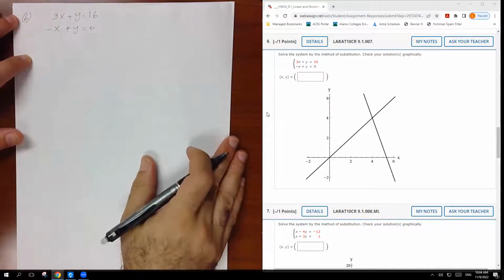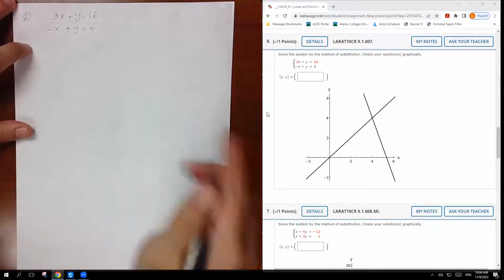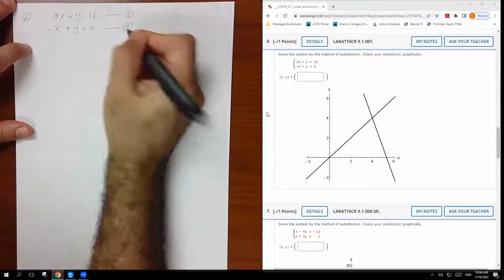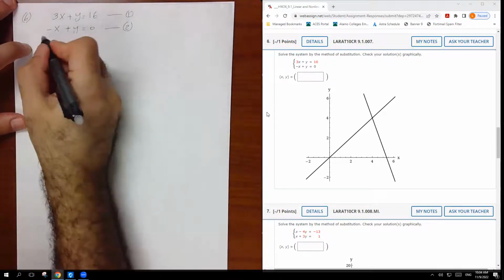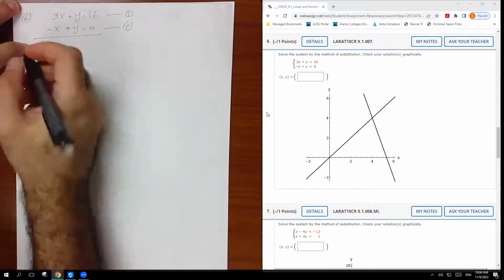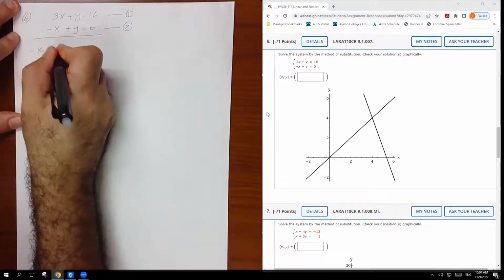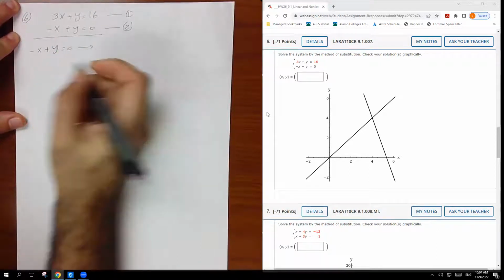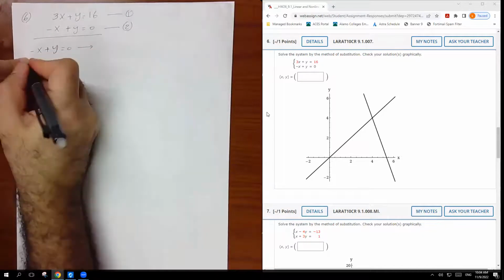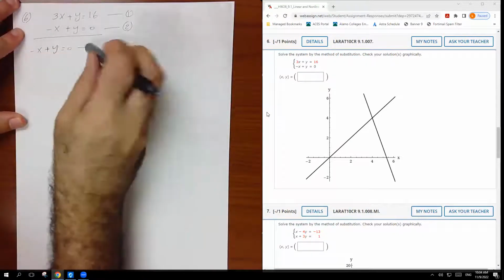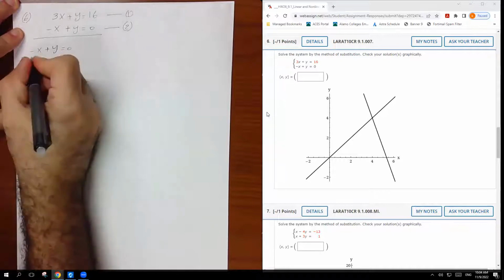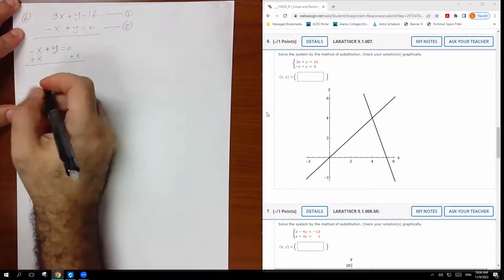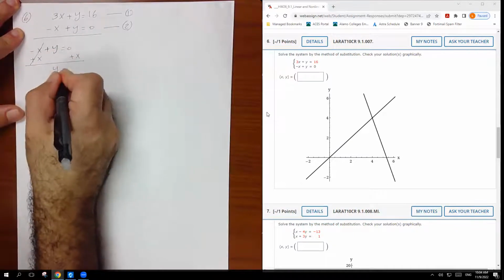So I'm going to check which equation is easier to solve. This is the first one. This is the second one. The easiest one to solve is the second one. So negative x plus y equals 0. I'm going to move the x to the other side by adding x. So we add x here and add x here. That means this cancels, so y is equal to x.